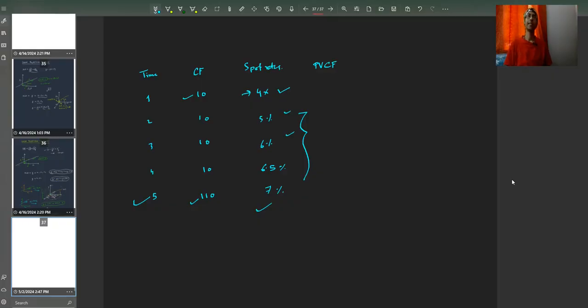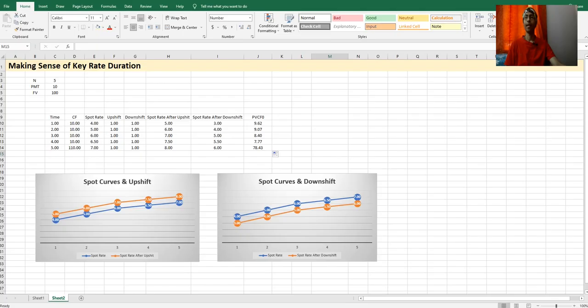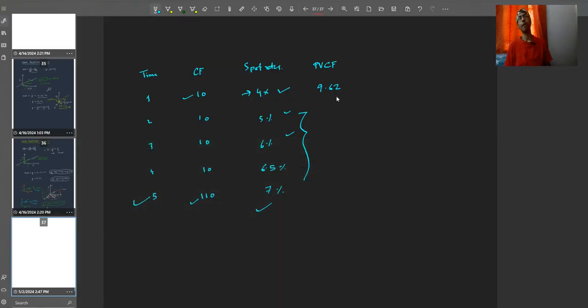Now, what we see is the present value of the cash flow number 1 is 9.62. If you check the Excel, it is 9.62, right? Now, this is the PVCF when the spot rate is at the initial rates. Now, let us tweak it a little bit. Let us raise the spot rate 4% and see what is the impact on the cash flow, and let us also shift it downwards and see what is the impact in the cash flow. We will again do it in the Excel.